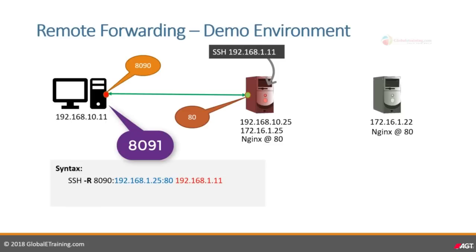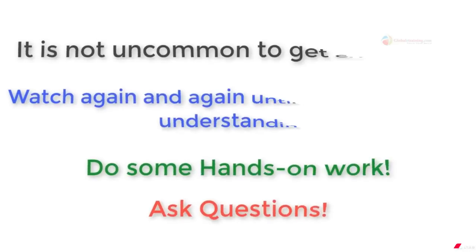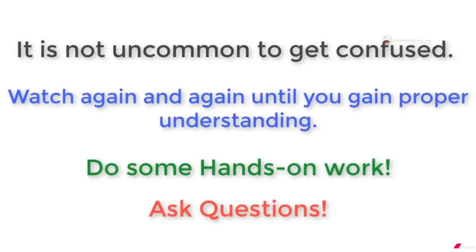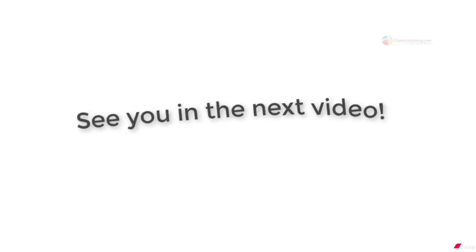Okay guys, that's it in this video. And let me summarize what we just did. We established a SSH session from machine A to machine B, and we opened up a port on machine B and mapped it back to a port on machine A where we actually ran the SSH command. I hope the local forwarding and the remote forwarding concepts are clear. If not, please watch these videos one more time and do some hands-on practice to understand these concepts.